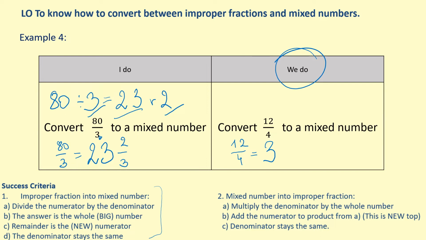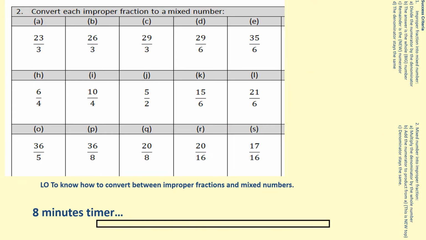Okay, so now you can attempt some practice exercises. And here they are. Pause this video and attempt. There are 15 questions. Yeah, so try to do all of them. Now in here, you've got the success criteria, just if you need to look back on what to do step by step, or look at the examples, which you should have copied into your books. The time is up.